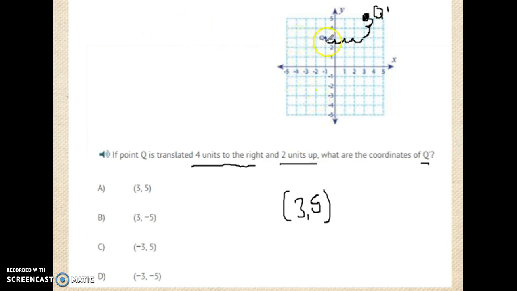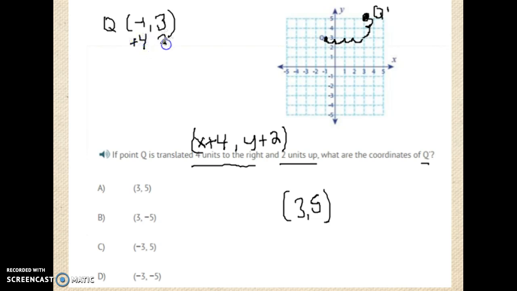Now keep in mind you could also use your mapping rule. Q was originally located at -1, 3. 4 units to the right means you're going to add 4 to the x value. And 2 units up means you're going to add 2 to the y value. So let's do that over here. Let's add 4 to the x and 2 to the y. And so then Q prime would be located at 3, 5, which is exactly what we found using the graph.